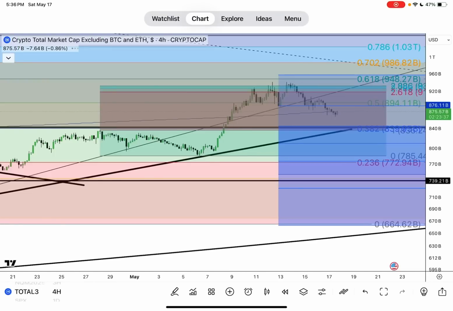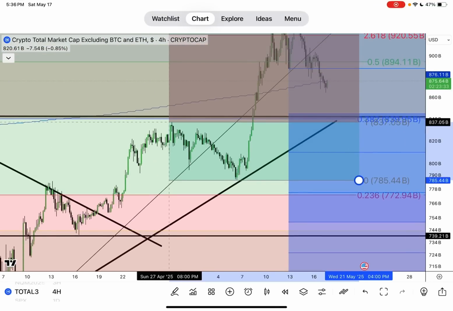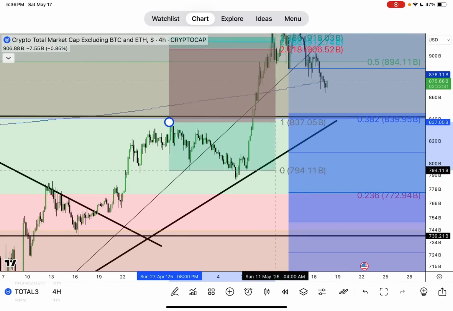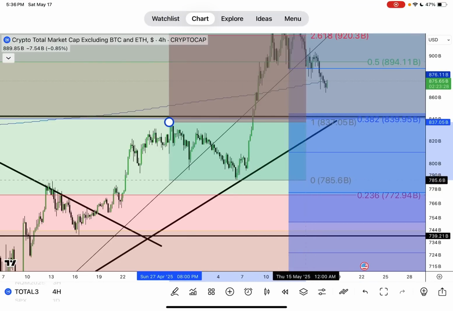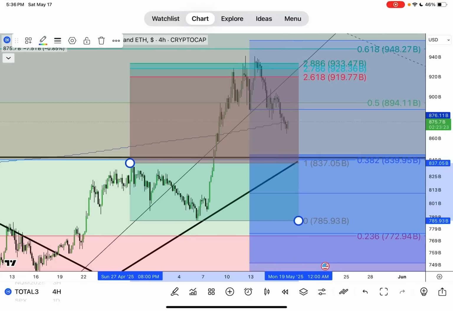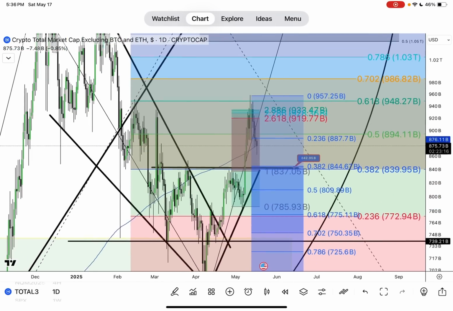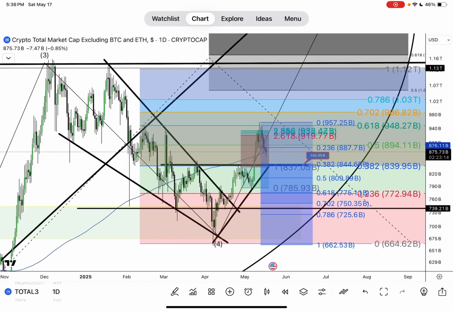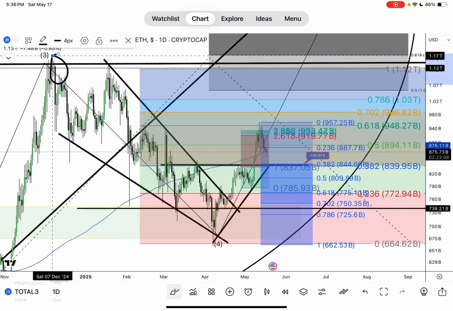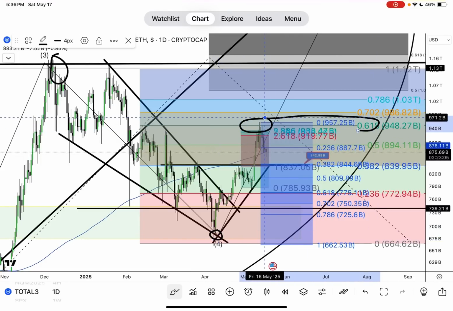Taking a look here at the 4-hour time frame. When we take a fib from the April 27th high down to the May 6th low, we do see that we came up to the 2.618, 2.786, and 2.886 extension. Not only that, but we rejected off of the 61.8% fib when we take a fib from these highs back here in January or December down to these lows here in April. So you see how we rejected here off this 618?